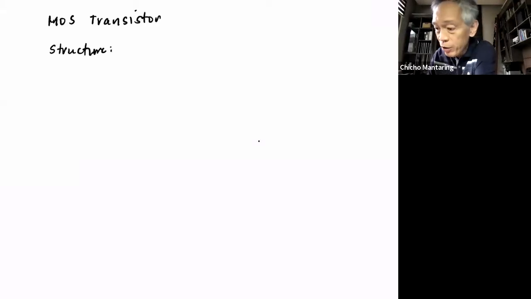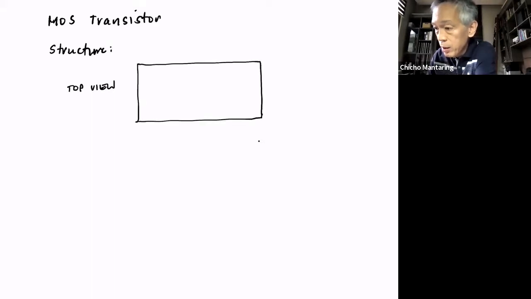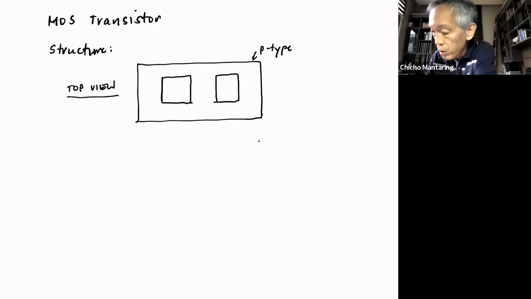If I have a piece of semiconductor, top view, no? Top view. Let's say this is my semiconductor. Okay. And then, so let's say this is a p-type. Remember, this is top view. Okay. It's possible for me to create n-type within the p-type. So let's say this is n-type, and this is also n-type.